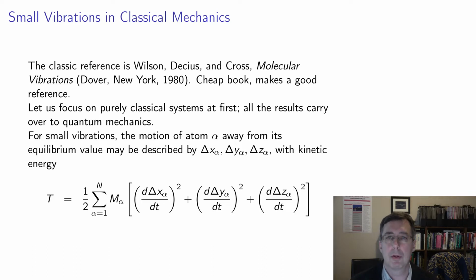So I'll denote those displacements from the current position as delta X alpha, delta Y alpha, and delta Z alpha, where alpha is going to index the atom that I'm talking about. And that'll run from 1 to n if I have n atoms. But for each of those n atoms, I have 3 coordinates, delta X, delta Y, delta Z.